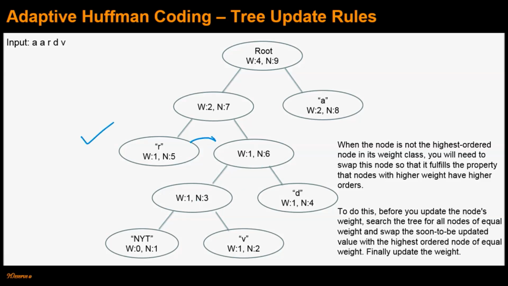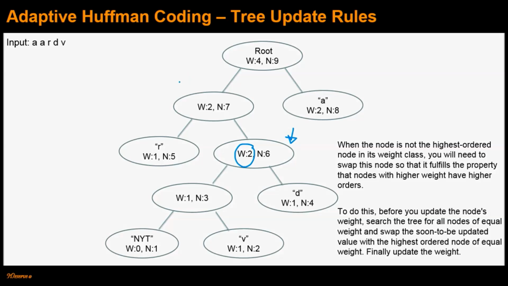Note that we have swapped these two nodes, but we haven't swapped their numbers. So n is still 5 for the node in this particular position, and n is still 6 for node in this particular position. Now we are safe to update the weight for this particular node. The weight would be updated to 1 plus 1, right? So the updated tree would look like this tree. The weight is now 2 for this particular node.